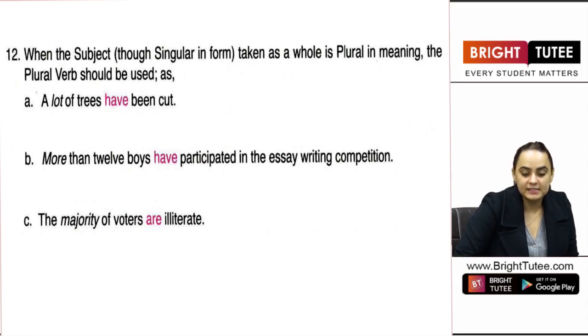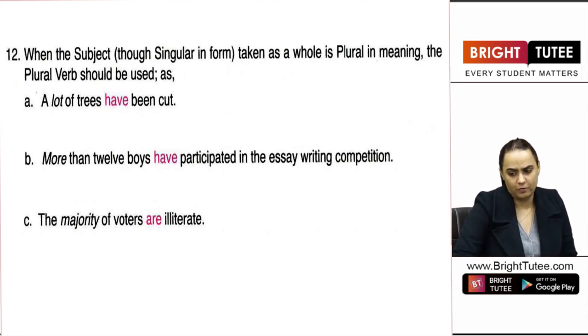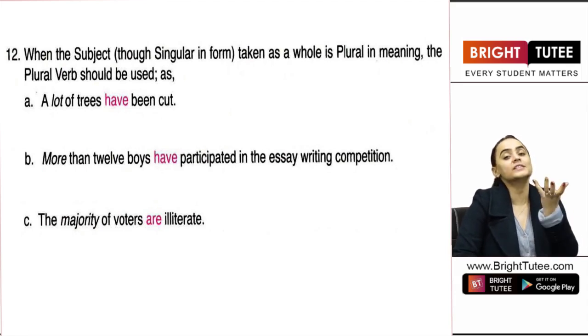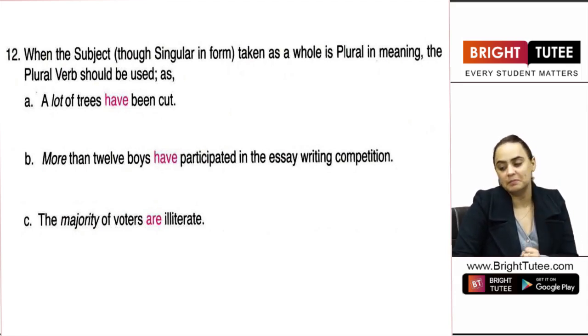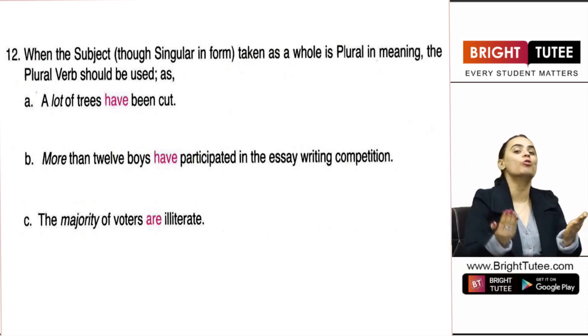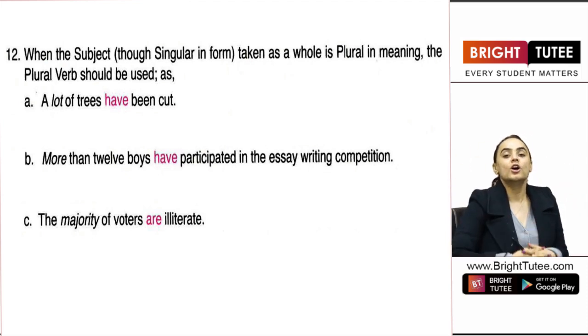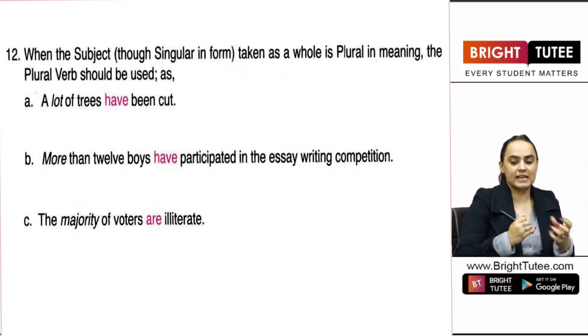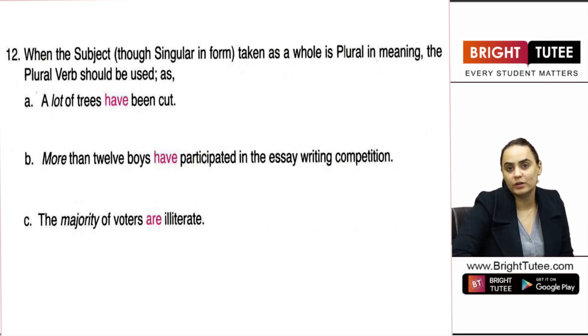Next rule says that when the subject, which might be singular in form, is taken as a whole in a plural meaning, then the verb has to be plural. So, the subject is singular, but it is taken as a whole. It is taken in a collaborative form. It is taken as a plural form. Therefore, my verb is going to be plural in nature.